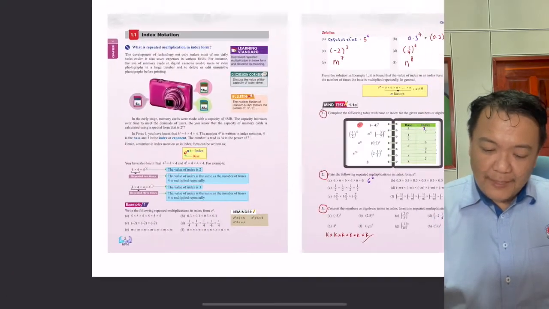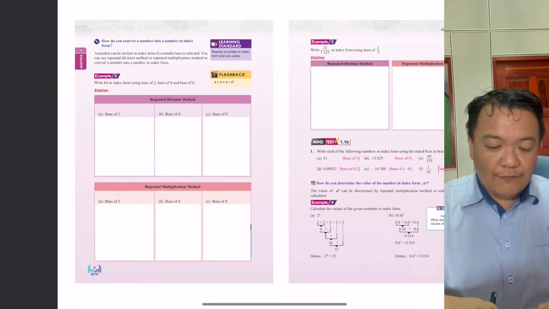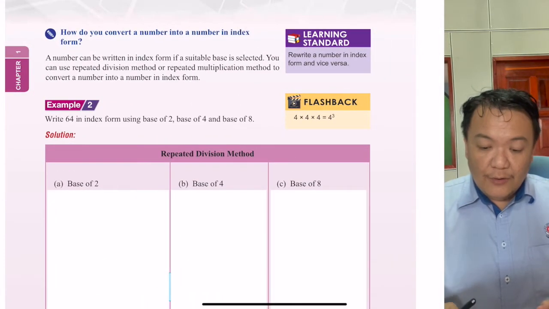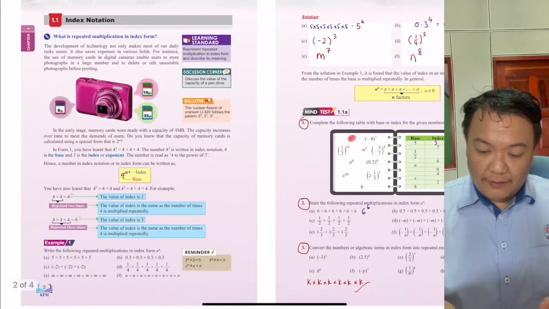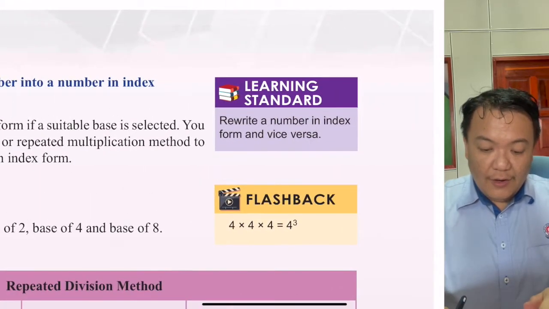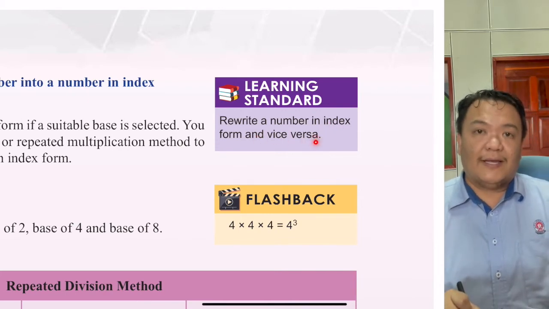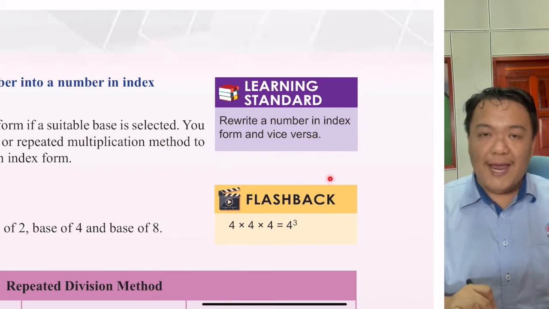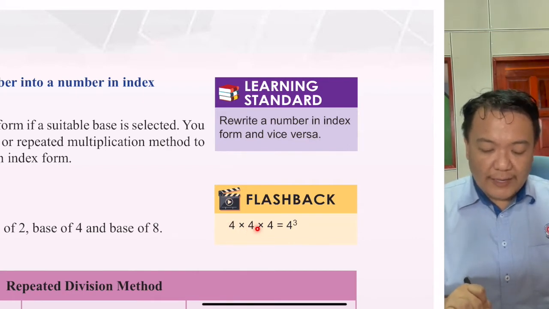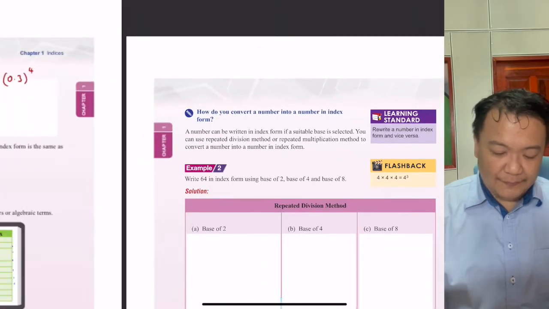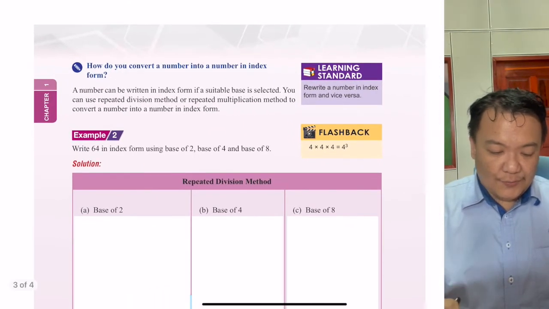Okay, so let's move forward to the next learning standard. Rewrite a number in index form and vice versa. Kita do a little bit of flashback, where we know that 4 times 4 times 4 is actually 4 power of 3.